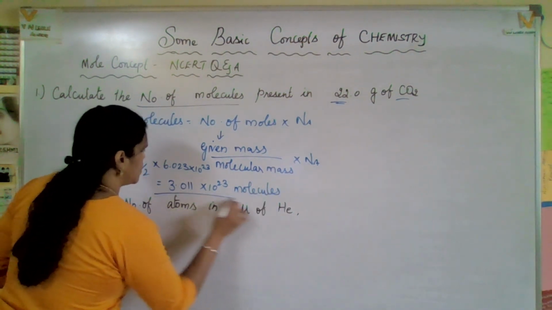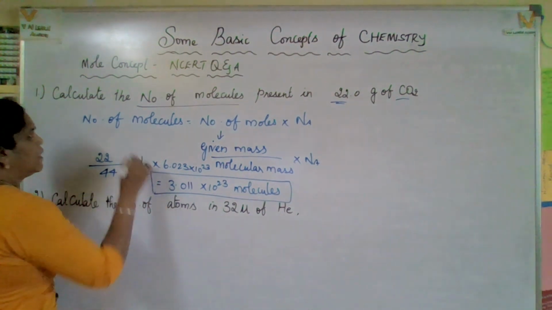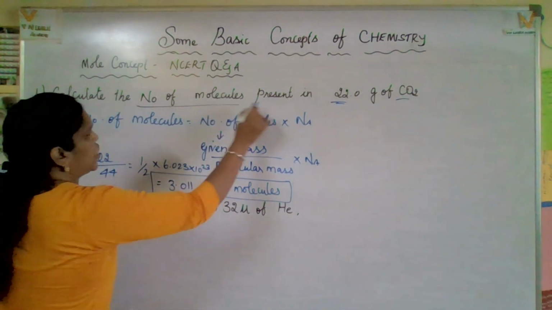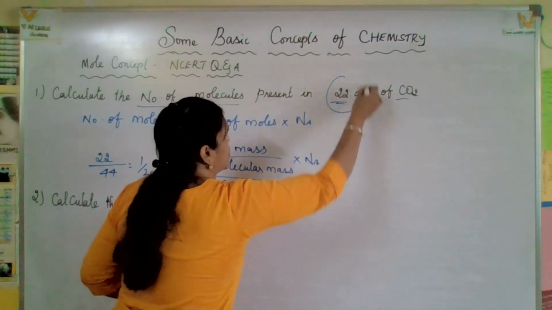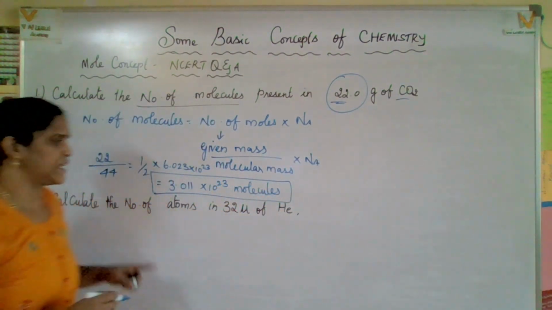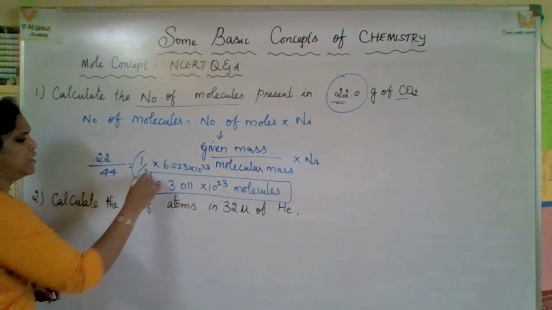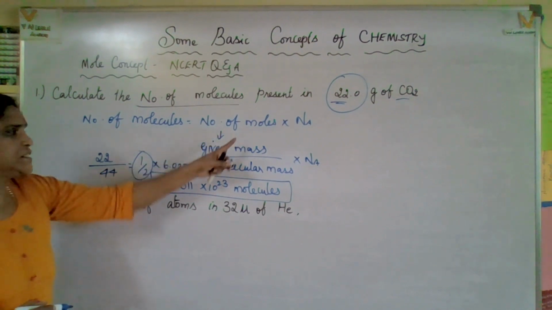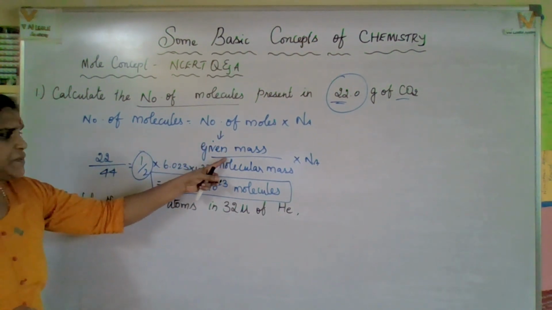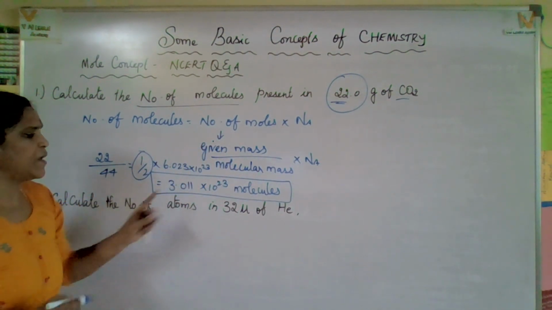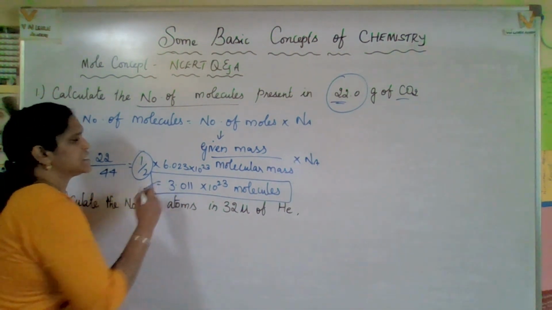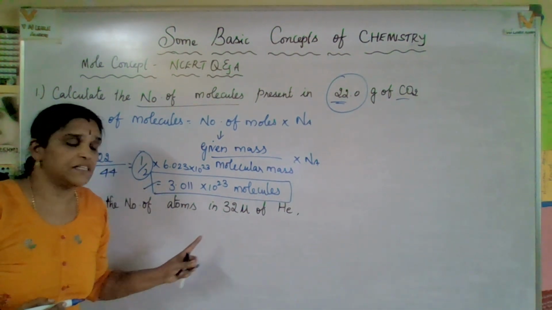Right? So here, calculate the number of molecules present in 22 gram of carbon dioxide. That is half mole. We found the number of moles, and then when we multiply by Avogadro number, you get this answer. I hope you are clear with this question.